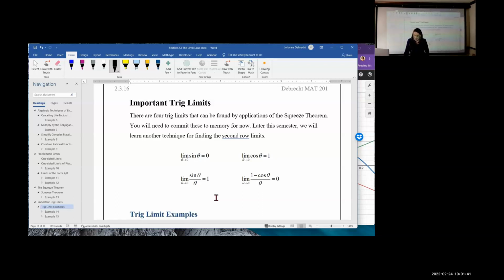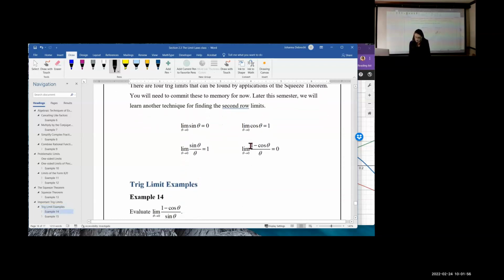I'll figure it out. The next section that we need to cover out of section 2.3 is important trig limits. There are basically two important trig limits that you need to know, and you need to know them in various forms as well. So you can also write this one upside down, and it's still true because the reciprocal of 1 is still 1. And this one, you can reverse the order of the numerator, and it's still true. It just approaches 0 from the other side, but it's still true. So these four right here.